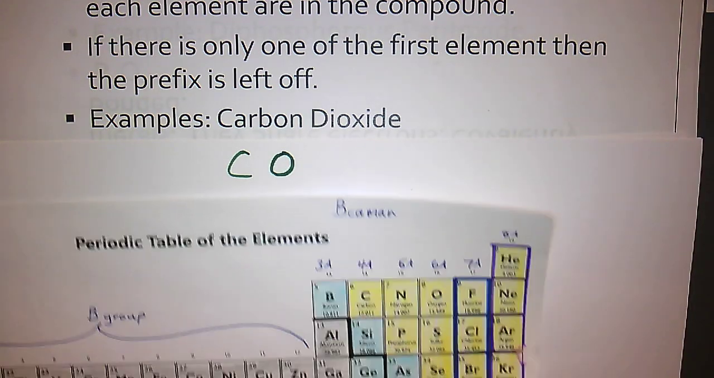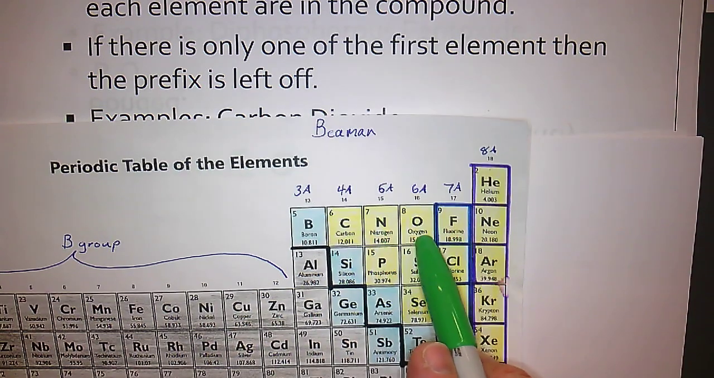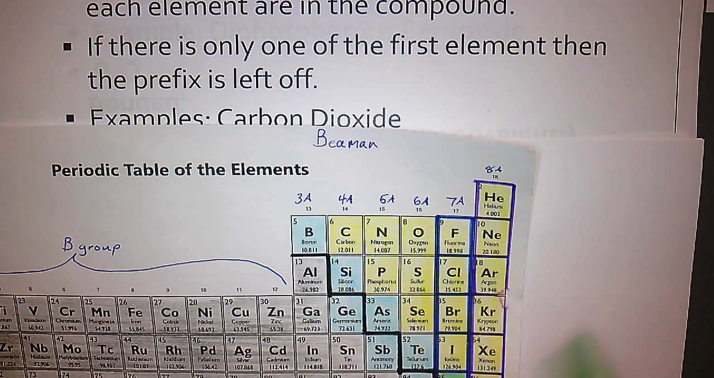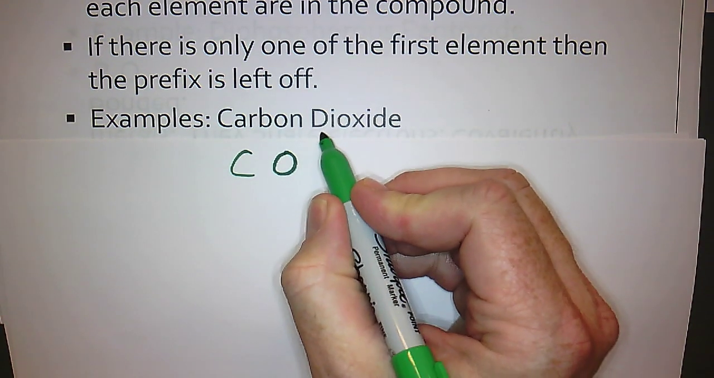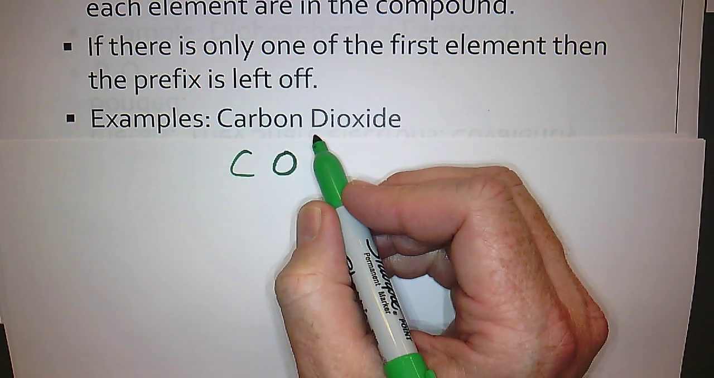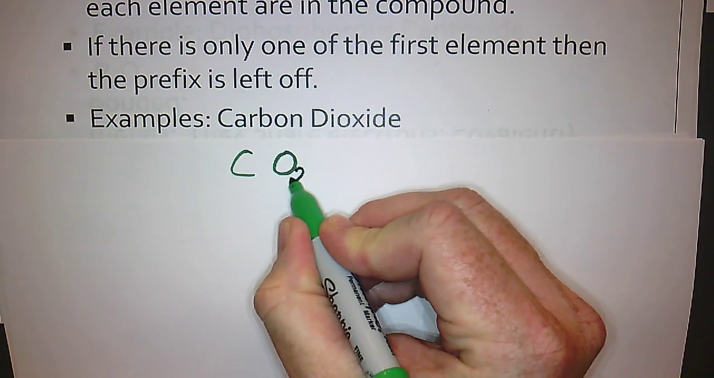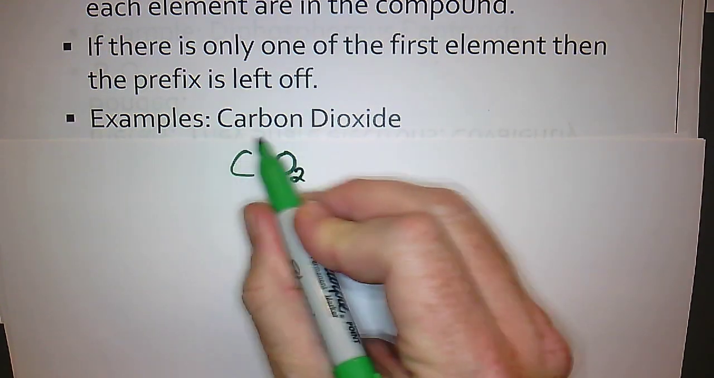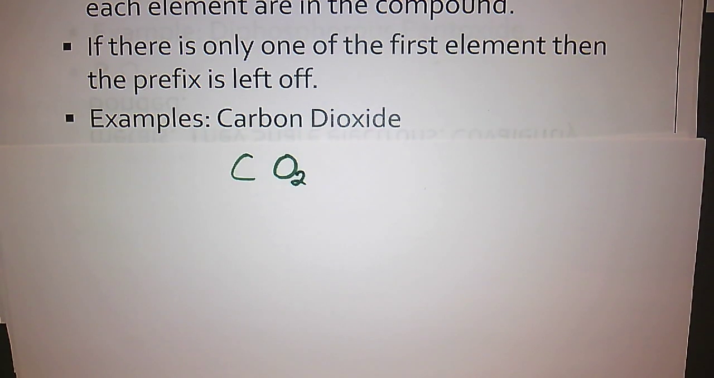If we look at our periodic table, all right, here's carbon and here's oxygen. Are they nonmetals? Yeah, they're on the left side of the staircase, right? Left and above, okay? So they're both nonmetals, so we're using the prefix method, all right? Do you guys know this one, what the prefix di is? 2, all right? So what it's telling me is there is 2 oxygen. Is there a prefix on the first one? No, so that's it, CO2.